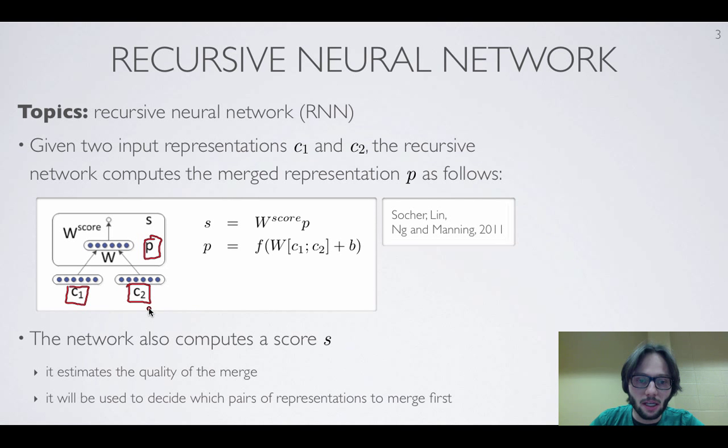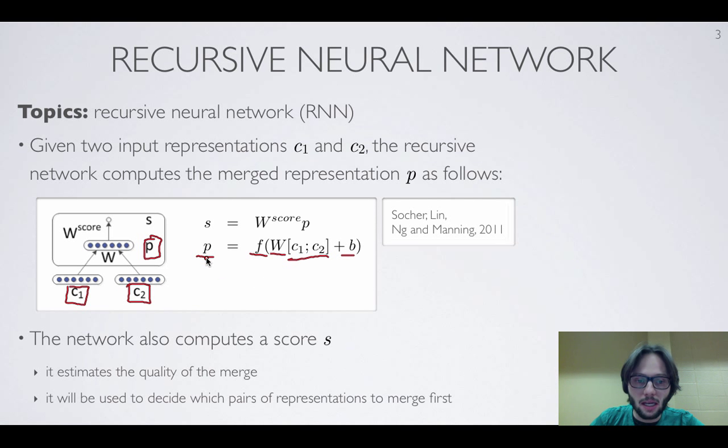So C1 and C2 might be either the representation of some words or of some phrase which is covered by an internal node in the syntactic tree. And then P is going to correspond to the new vector representation for the node that has C1 and C2 as its children in the syntactic tree. And so specifically, this representation will be obtained by taking the concatenation of the vectors C1 and C2 multiplied by a matrix W, adding a bias, and then passing that through a nonlinearity, for instance, a sigmoidal nonlinearity.